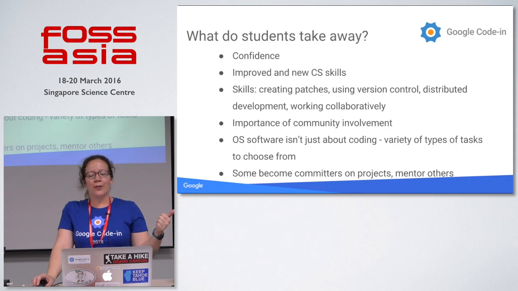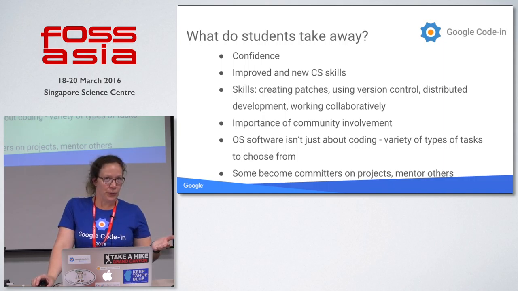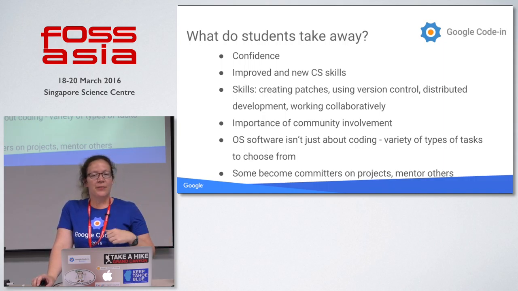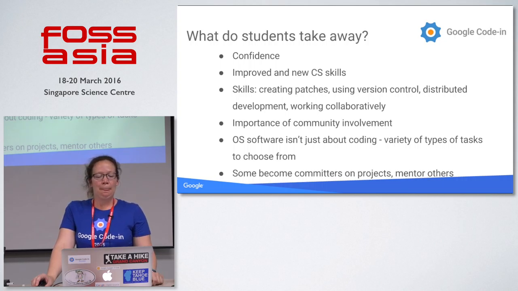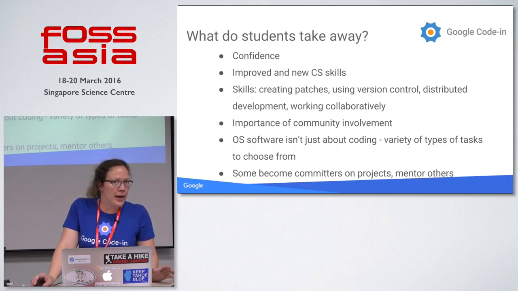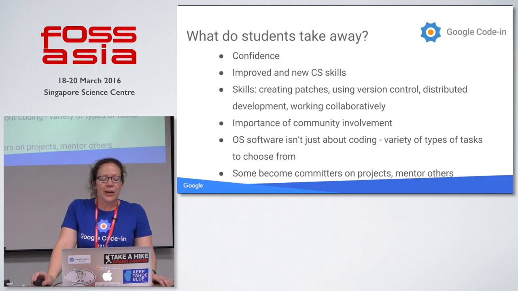So you learn things like distributed development and working collaboratively, both things that you're probably going to need in almost any job you go into later on. Specifically to coding, learning version control is huge. That's one of the things the GCI students tell us time and time again that they really didn't know much about. So they learn that pretty quickly with GCI. And you also learn how to create patches and many other skills.